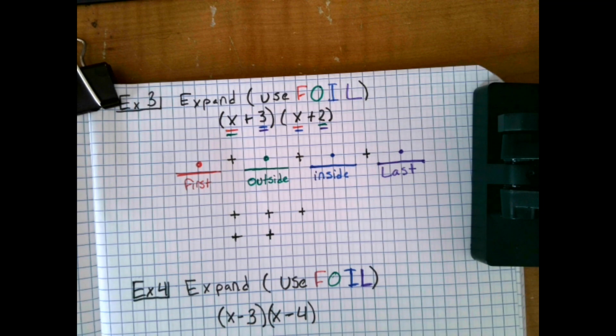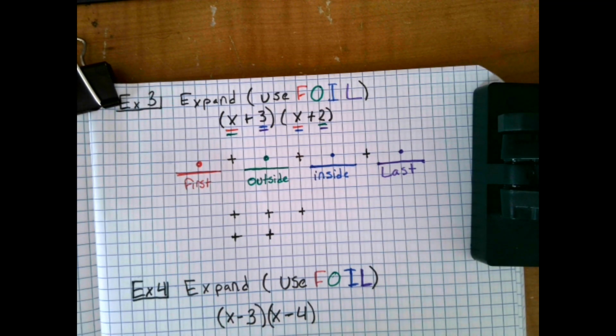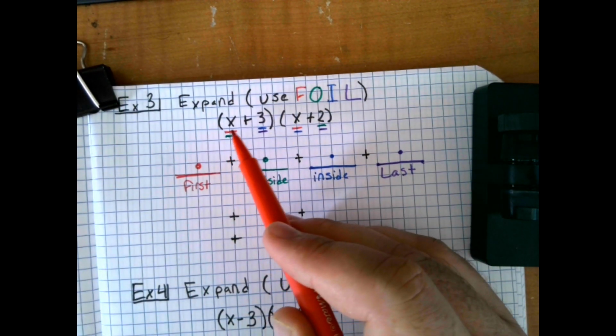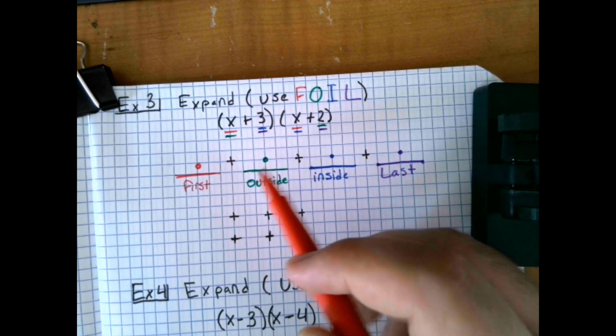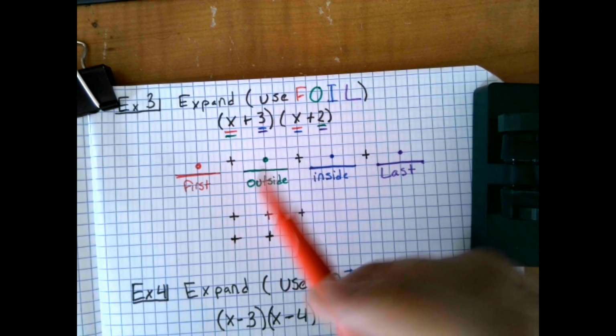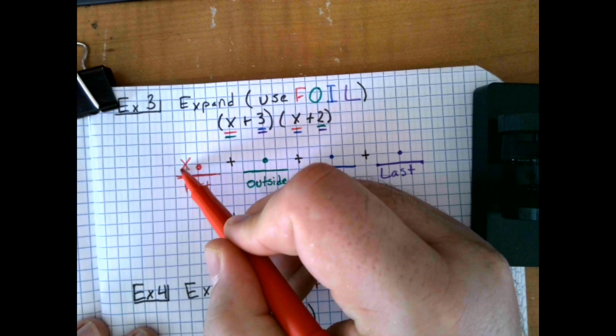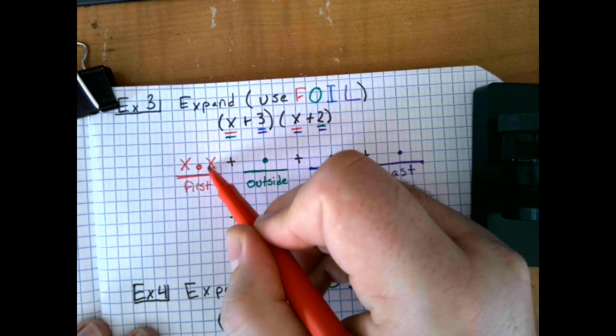So, to get started, we're asked to expand x plus 3 times x plus 2. Using FOIL, we first go to our first term. Now I've underlined it in the problem, and you should see that our first term in our first binomial is x. Our first term in our second binomial is x. So we're going to have x times x.